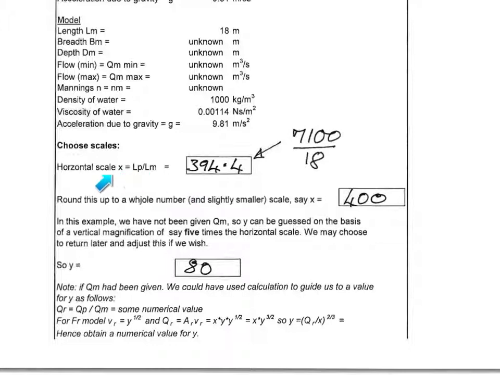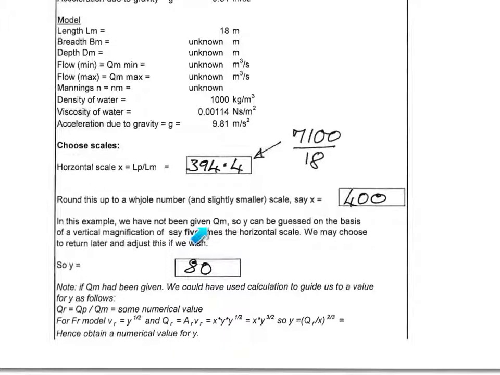So as we said, working out the horizontal scale is very simple. We look at the length of the full scale that we're looking at, 7.1 kilometers, 7,100 meters, divide it by the space available, and we get 394.4. Now we don't want to use an awkward scale like this, so we need to round it up. Remember, if we look at our definition of scale, a slightly bigger number for the scale represents a geometrically smaller scale. So we'll go up to say 400, just round it off.